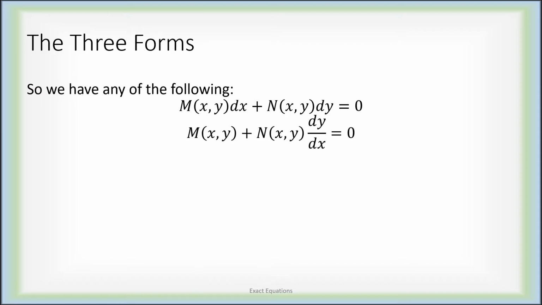So we can have any of the following forms. M of x,y dx plus N of x,y dy is 0. This will be the most common. Or you could have dy/dx on the second term, or you can have dx/dy on the first term.